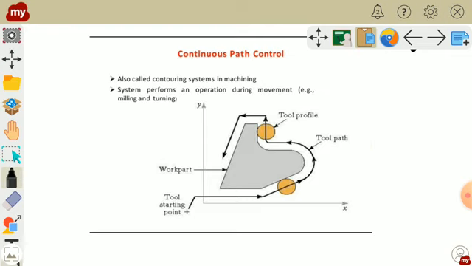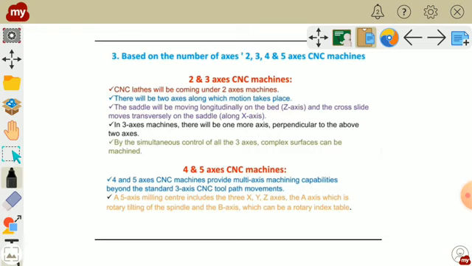Okay. Now next, based on the number of axes, 2, 3, 4 and 5 axis CNC machines. First, we will discuss 2 and 3 axis CNC machines. CNC lathes generally come under 2 axis machines. There will be 2 axes along which motion takes place.